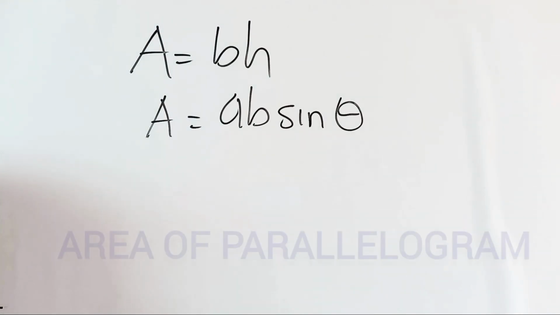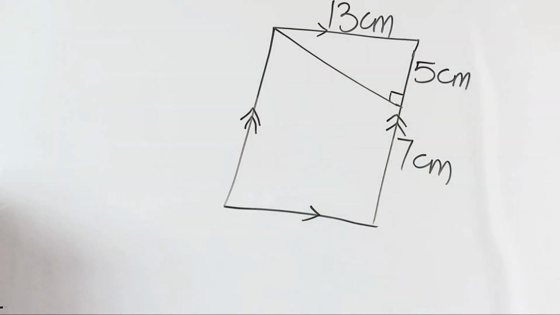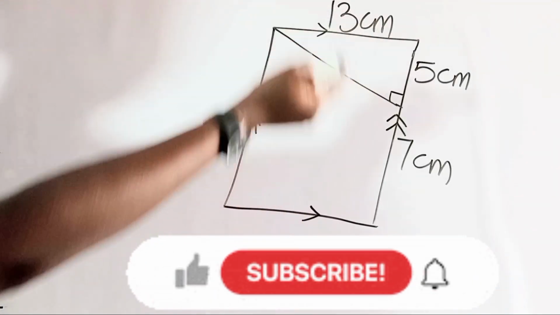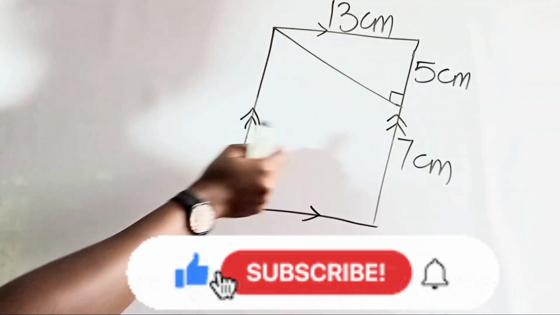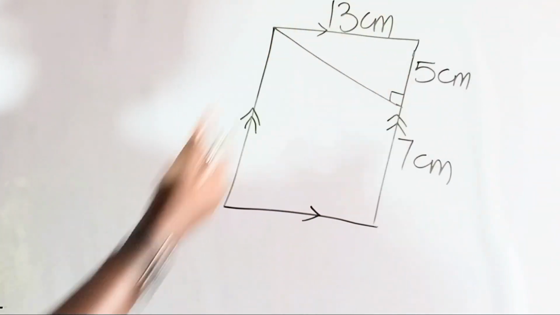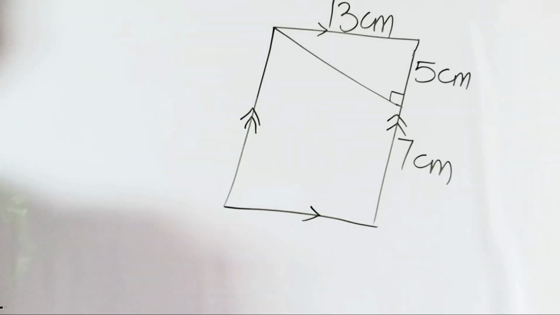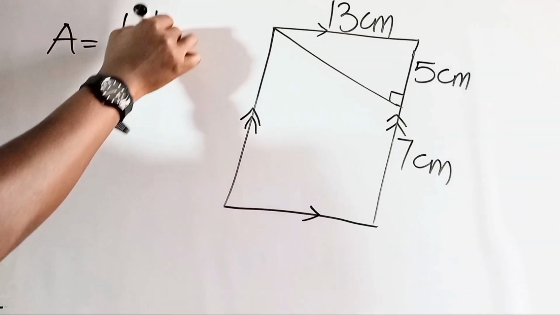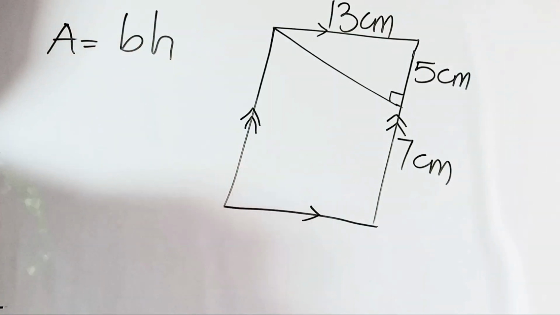area of a parallelogram. And we have our first example here, a parallelogram with length 13 cm, the two parallel sides, and we have here 7 cm and 5 cm. We are to calculate the area of this parallelogram. The formula we are going to apply in this case is area equals base times height. We are using this formula because in this parallelogram, we do not have a given angle. So that cancels the second formula out.